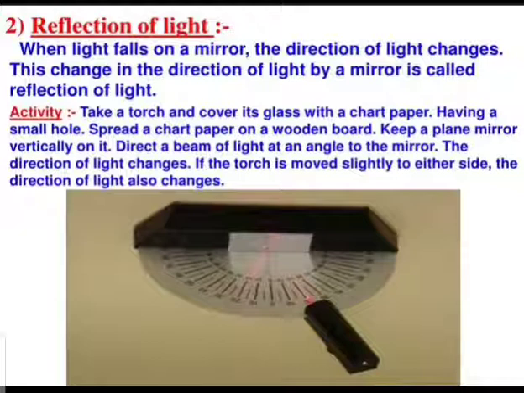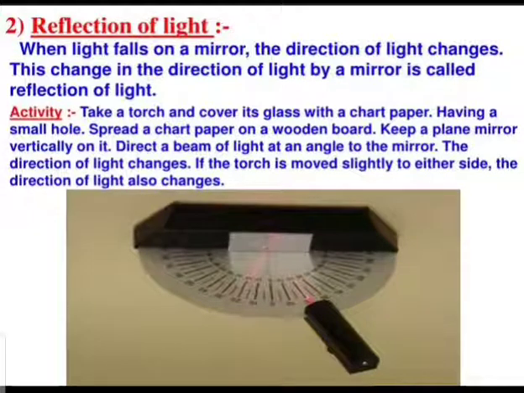To explain this, here is another activity. Take a torch and cover its glass with a chart paper having a small hole. Spread a chart paper on a wooden board. Keep a plain mirror vertically on it. Direct a beam of light at an angle to the mirror. The direction of light changes. If the torch is moved slightly to the other side, the direction of light also changes.